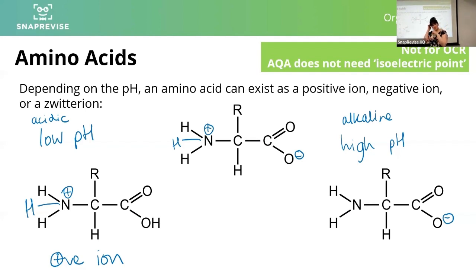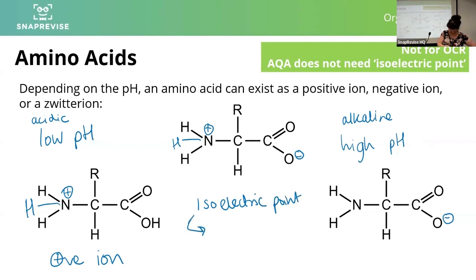Zwitter ion, two ions within the same molecule, which is super cool because we rarely have a species which has got two ions in the same molecule. The point at which you have a species with two ions is called the isoelectric point. So that's where this term isoelectric point comes in.